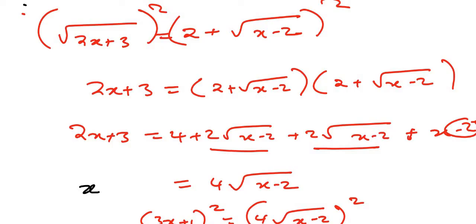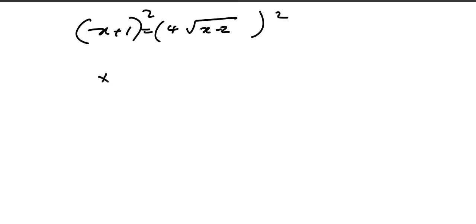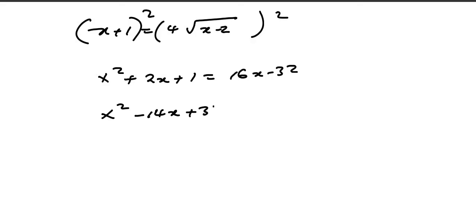Then 3 minus this, that's negative 1. Negative 1 plus this, that's going to be positive 1. So this is what is supposed to happen. We're supposed to only have x plus 1 is equal to 4 root x minus 2. Then here when you square both sides, this now is going to be solvable. This is going to be 16x, then minus 32. That's how we reach this. This is supposed to be minus 14x, then this is going to be 33. This is the correct working.